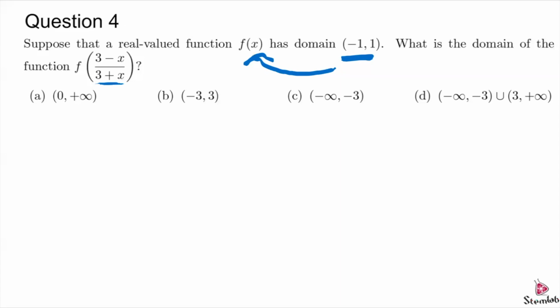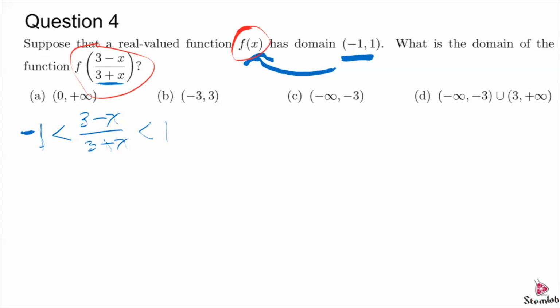So we can just write our inequality as -1 is less than (3 minus x) all over (3 plus x), which in turn is less than 1. And we can solve each part of this inequality to see what the x bounds are. Note that the x's here refer to two different x's, so it's not to confuse people. If you get confused, you can just rename it if you want to.